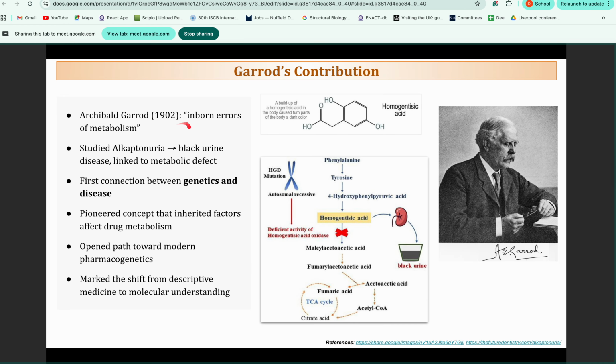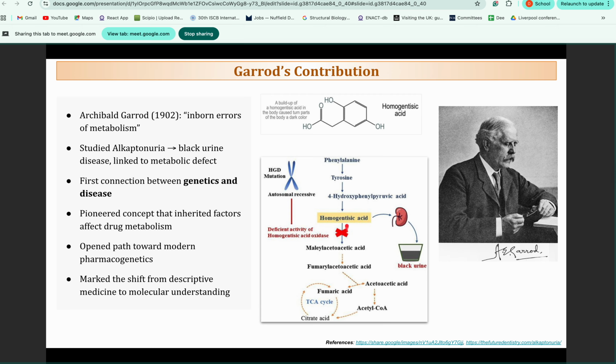So in alkaptonuria, how does it happen? In our body, phenylalanine converts to tyrosine, which further converts to 4-hydroxyphenylpyruvic acid, and then this converts to homogentisic acid. If this homogentisic acid does not convert to maleylacetoacetic acid, then it accumulates in the body and goes to the kidneys, from where it adds the black color to the urine. So that is how alkaptonuria happens.